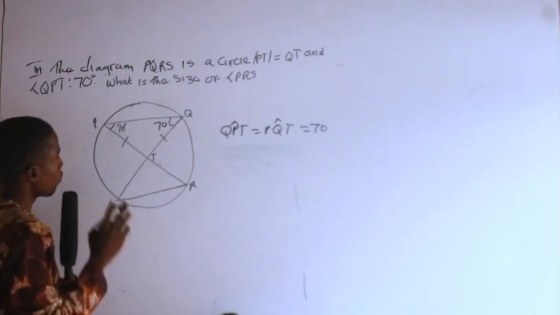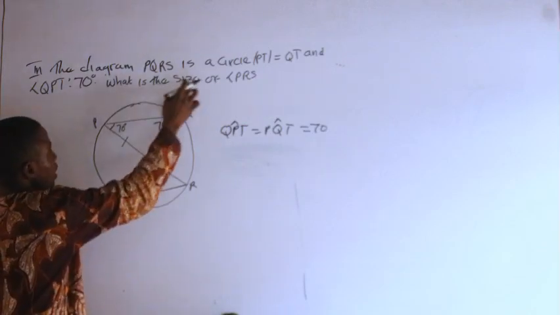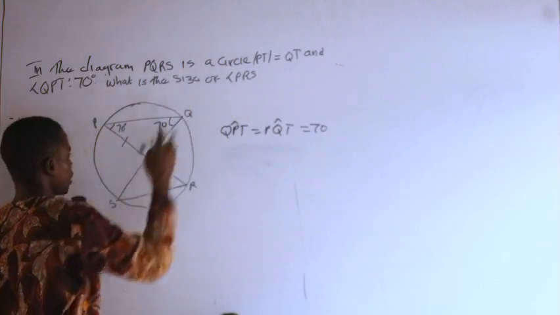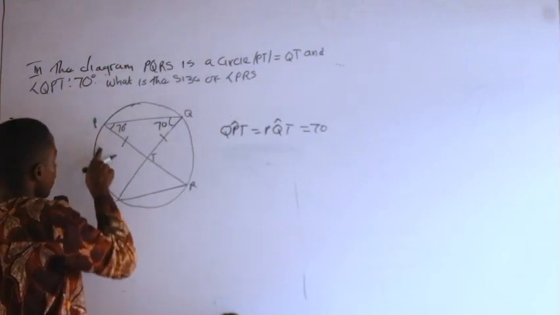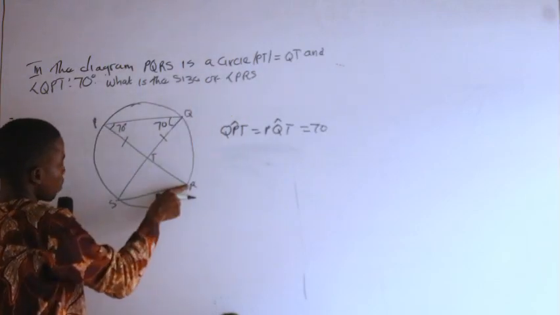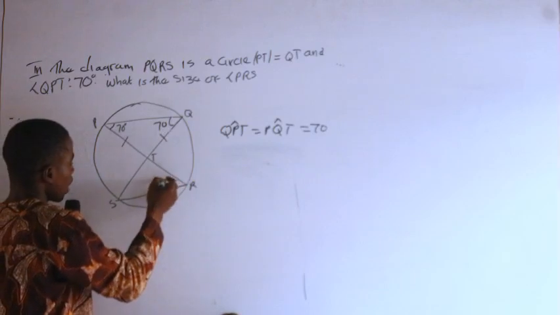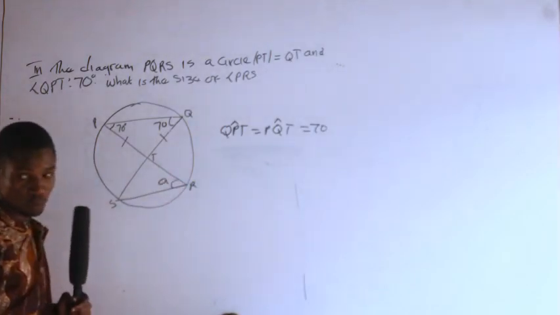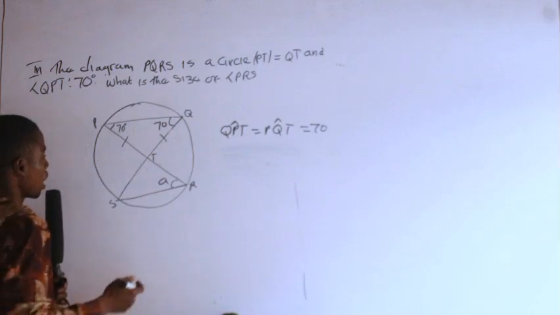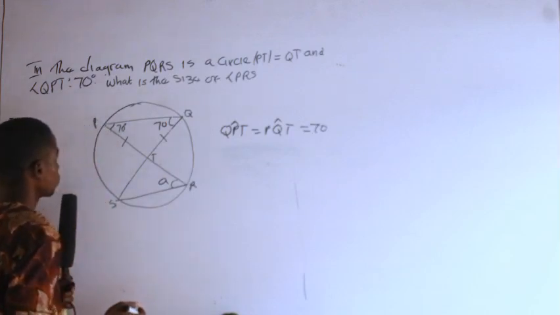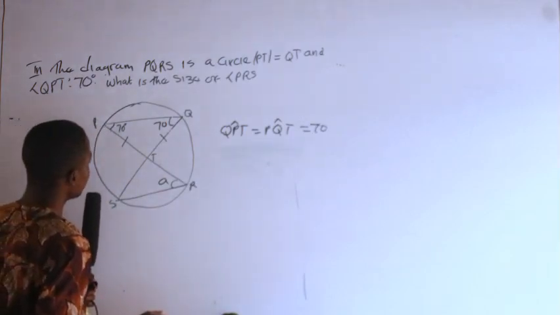The first thing, what is the size of PRS? Where's P? This place. R and S. We are looking for this angle. I can call this angle A to make me understand it. Now, how can I do it? It is very, very simple, as A, B, C.